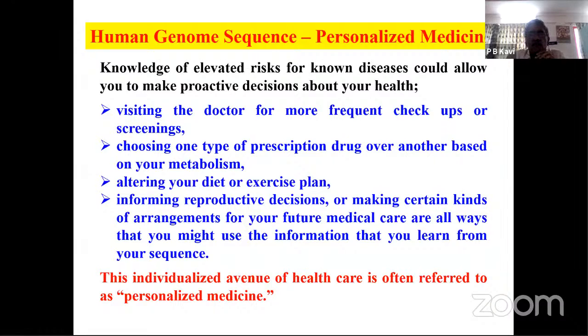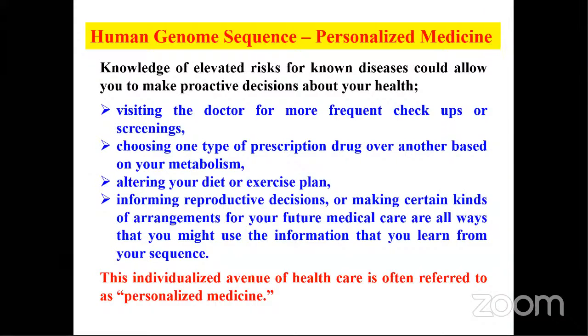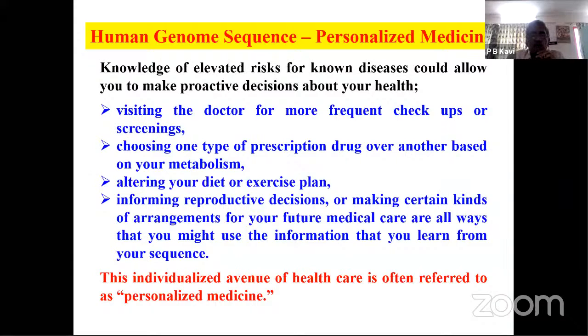How is it helping in better healthcare? Suppose you have knowledge of elevated risks for known diseases. That can help you in taking proactive decisions about your health. For example, you can visit the doctor more frequently for checkups. You can choose one type of prescription or another drug, and also alter your diet plan or exercise plan. You can also inform your wife or your parents regarding reproductive decisions.